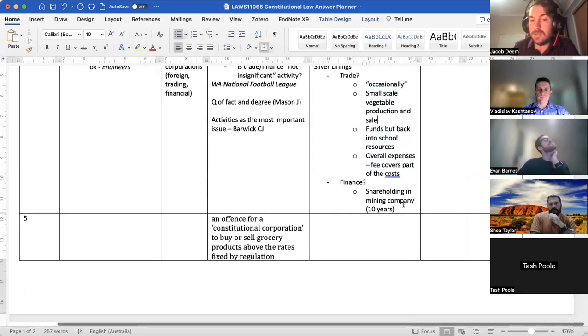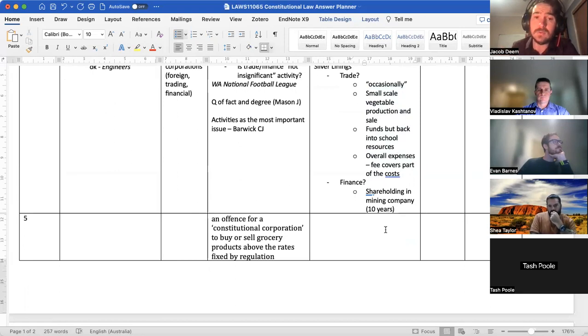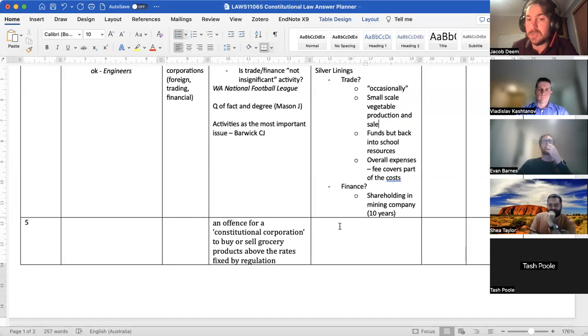The difference to the shareholding, even though we're still not necessarily told quite how much it is in the revenue stream, is that the fact that it's been going on for 10 years, that longevity, that consistency, lends a degree of importance and significance to it that arguably isn't there with the vegetable side of things. So that's where we're drawing a distinction: the trading side of things is probably a bit more arguable that significance isn't there. The shareholding in the mining company is more core to what they've been doing for a longer period of time. That makes sense? Yeah.